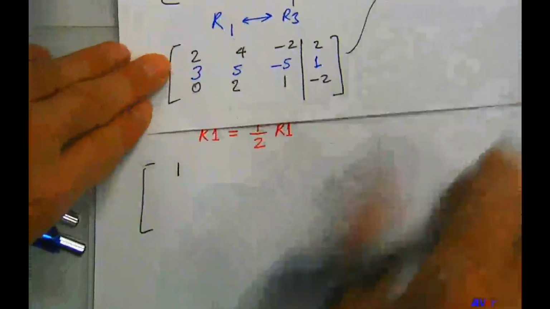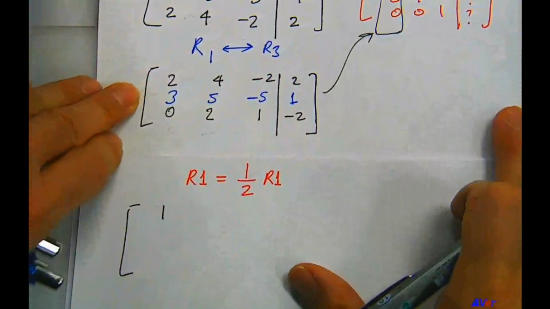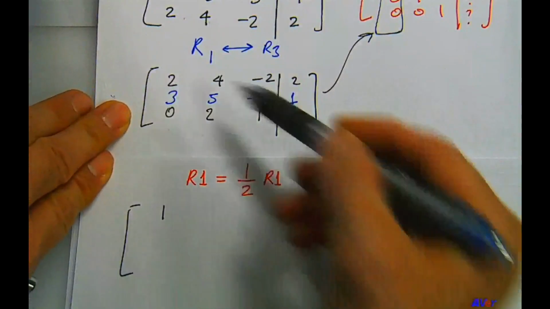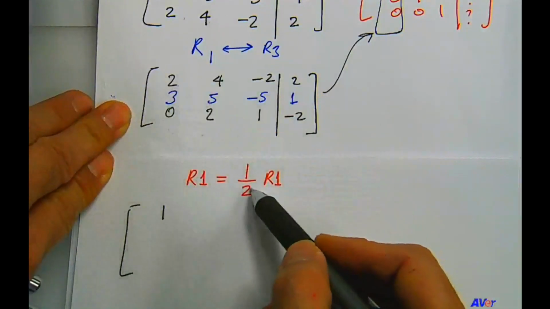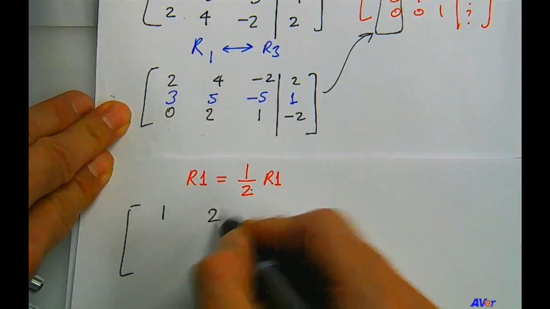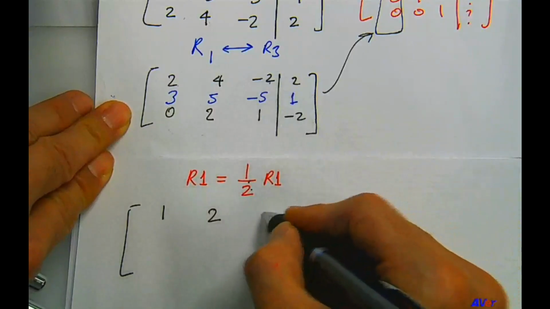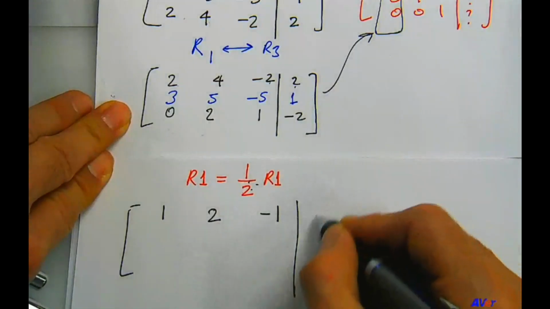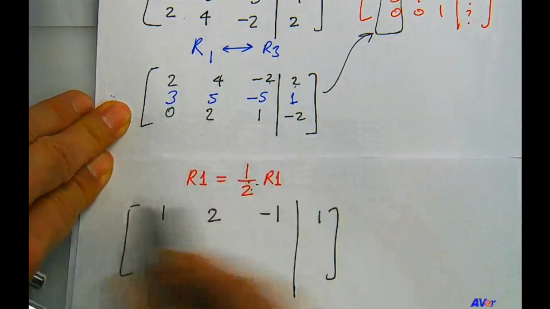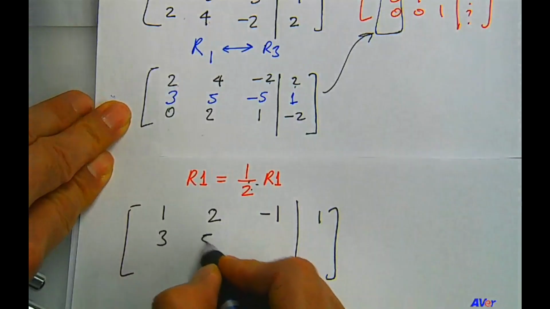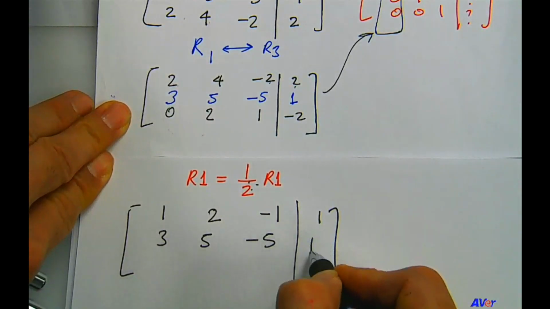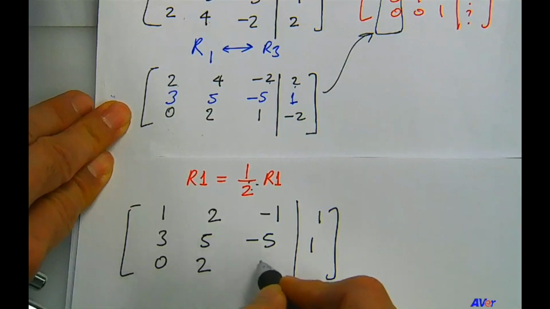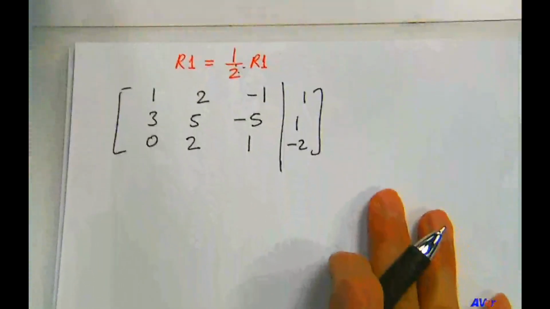Let me do this so you can see what I'm doing, and then I'll remove the other page. So 1/2 times row 2 is 1. 1/2 times 4 is 2. 1/2 times negative 2, negative 1. 1/2 times 2 is 1. The second and the third row stay as they were.